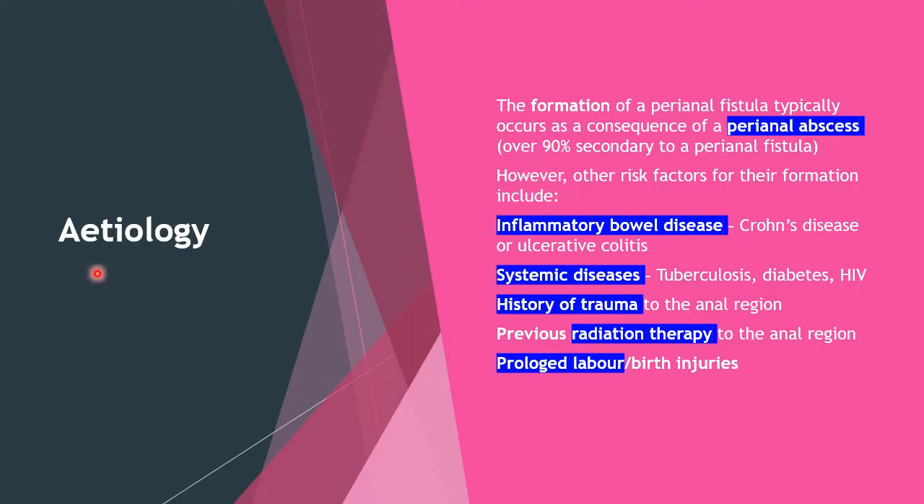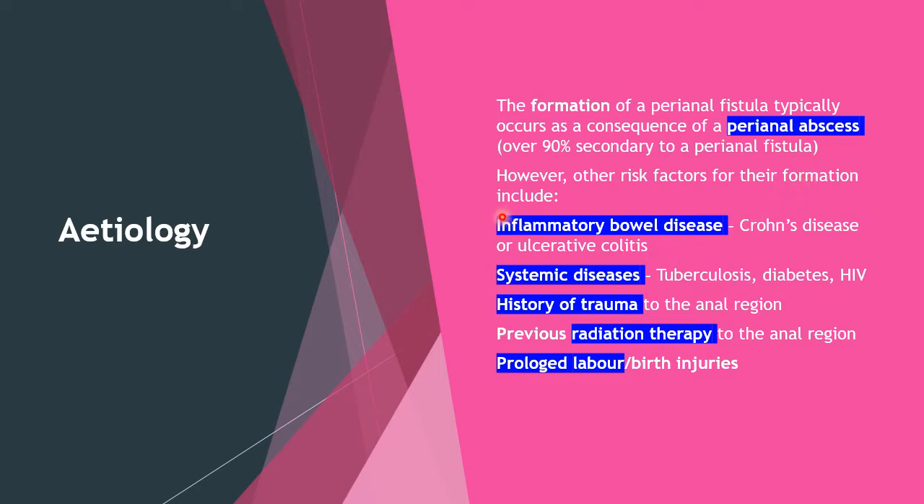Coming to the etiology of perianal fistula. Formation of a perianal fistula typically occurs as a consequence of a perianal abscess, and over 90% of these abscesses are secondary to a perianal fistula.